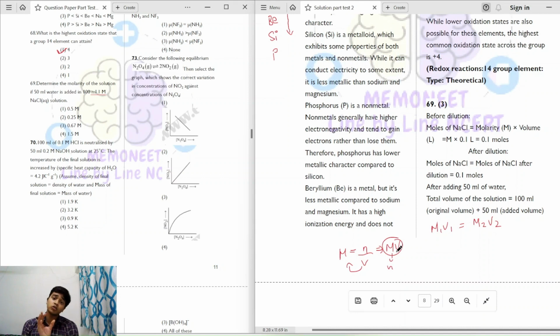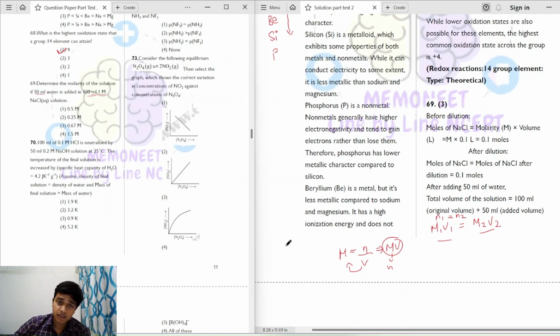So the number of moles of solute is remaining constant when we are diluting the solution. So that is what we are doing. We are equating n1 to n2. So that is why we get M1V1 is equal to M2V2. So the final volume of the solution will be 50 ml plus 100 ml, which is 150 ml. And we have to find out the final molarity of the solution. So we have to find out M2. The V2 is 150 ml, and M1 is given to us as 1 molar, and the volume initial is 100 ml.